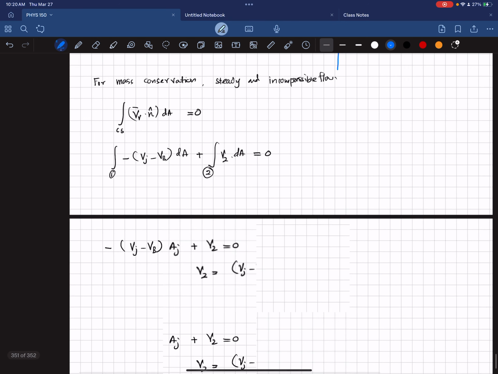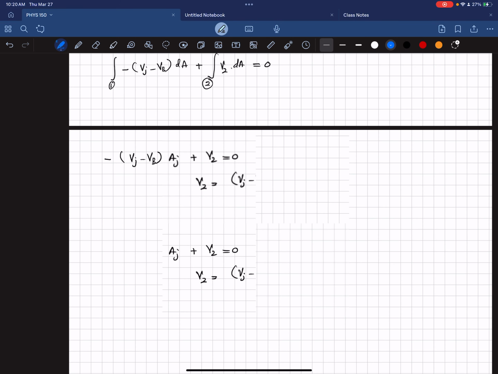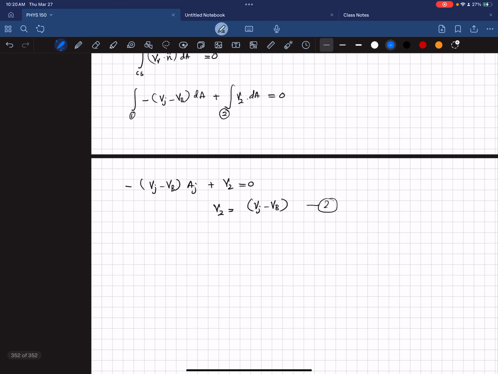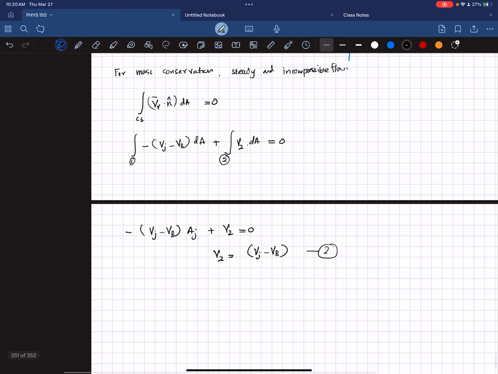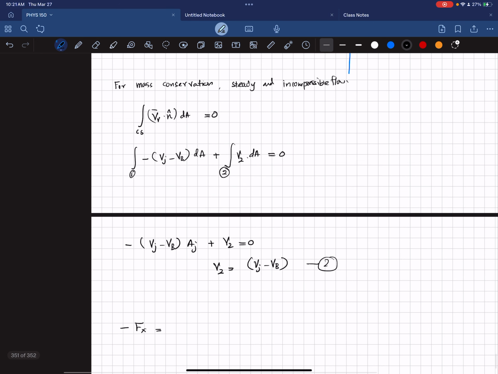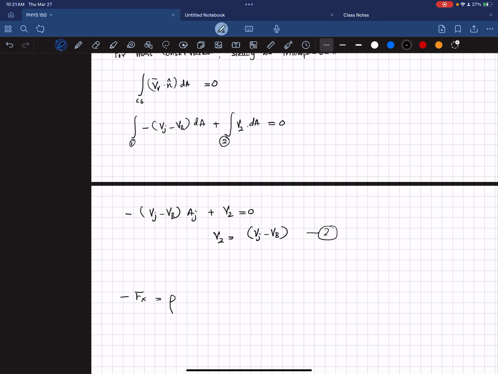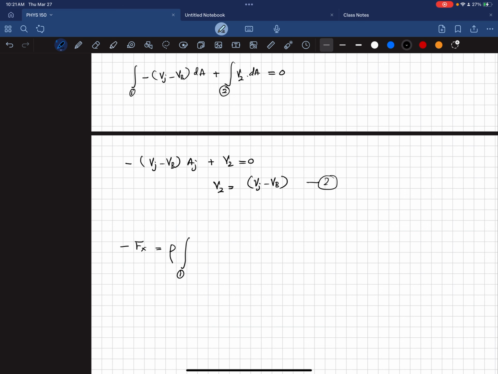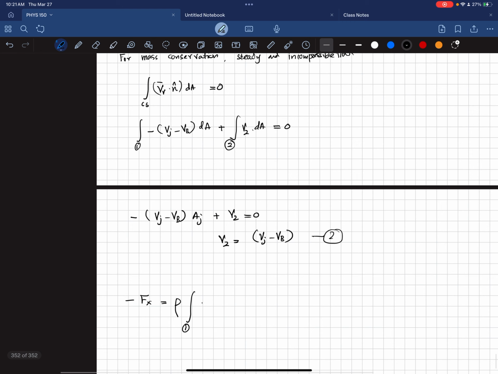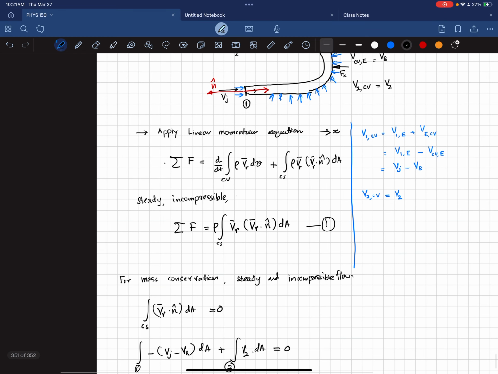So we can write our equation. First equation, we can write negative Fx, that's the force acting on the bucket, equals rho times the relative velocity in the x direction for cross section 1. So for cross section 1, it's going to be Vj minus Vb, that's the relative velocity, and Vj minus Vb is in this direction, right? Because Vj is in that direction, and negative Vb is also in that direction.